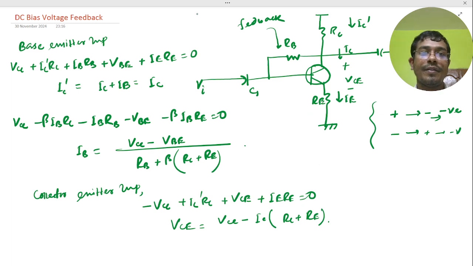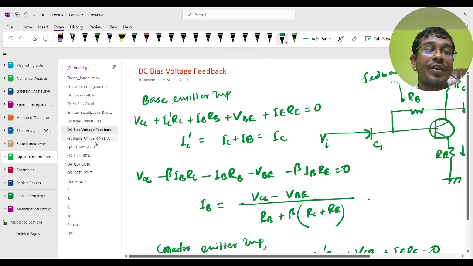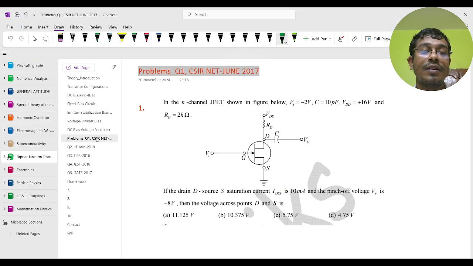This would be our theory, and we just discussed briefly some biasing methods of the transistors. Here we do not discuss the theory elaborately. We should just go at our entrance exams like JAM, JEST, NET, GATE, TIFR. From that point of view, we covered some theory, and after that we go ahead with our problem discussion class.